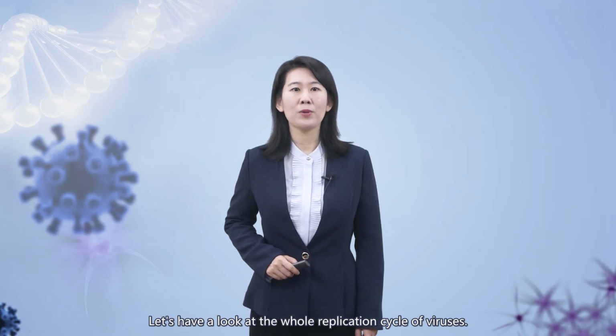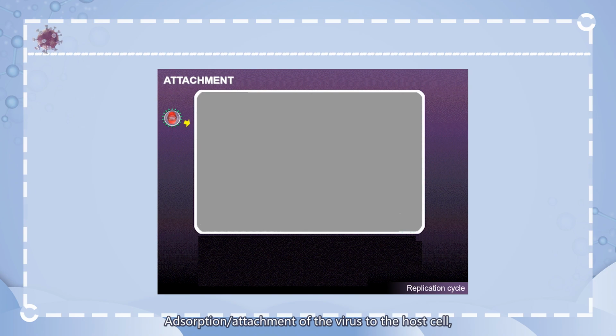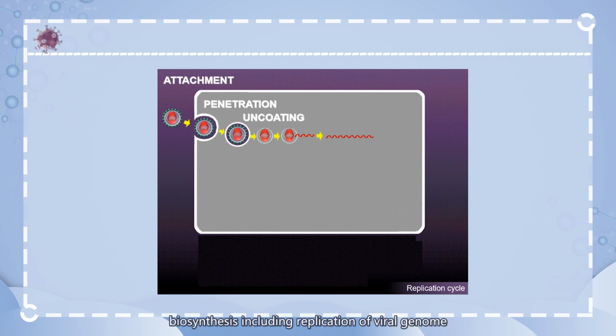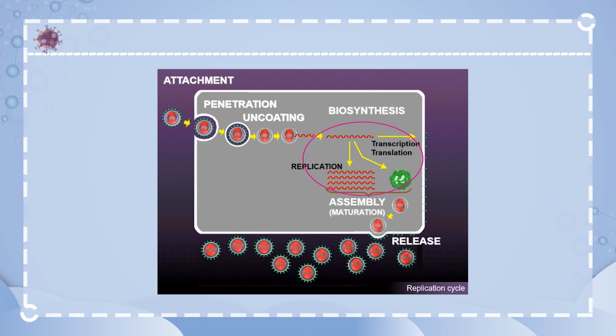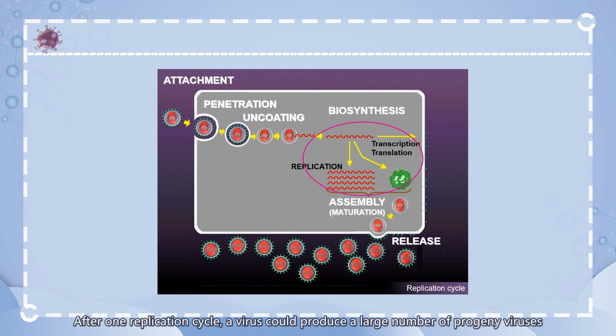Let's have a look at the whole replication cycle of viruses. Adsorption or attachment of the virus to the host cell, penetration, uncoating, biosynthesis, including replication of viral genome and translation of viral proteins, and finally assembly, maturation, and release. After one replication cycle, a virus could produce a large number of progeny viruses, which infect other host cells to start the new replication cycle.